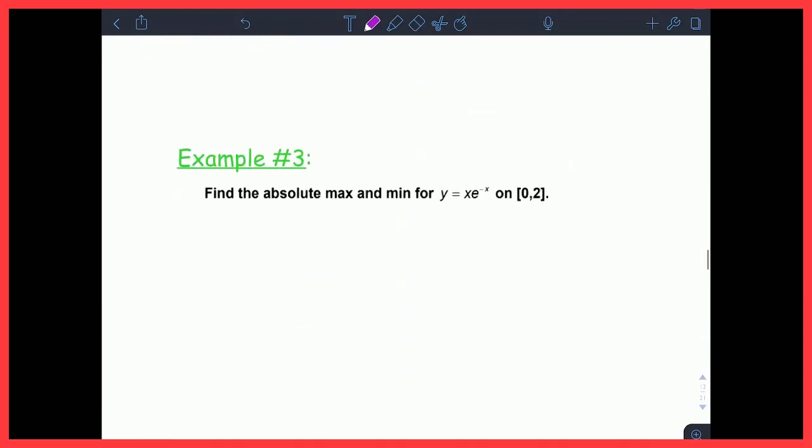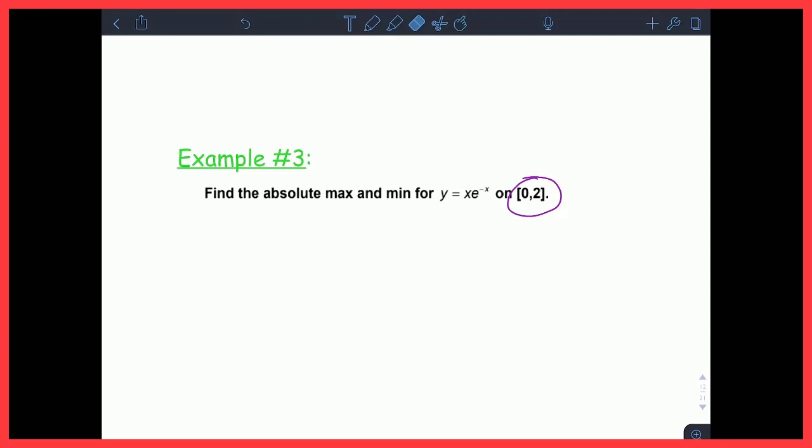One more. Find the absolute max and min for y equals x e to the negative x on 0, 2. So this is a unique example because I actually gave you, thinking ahead, a closed interval. That means if this function is continuous, which it is, we're guaranteed to have a maximum and a minimum. Okay? So that's what we need to find, a maximum and a minimum.